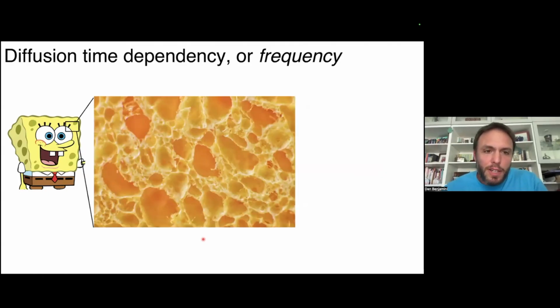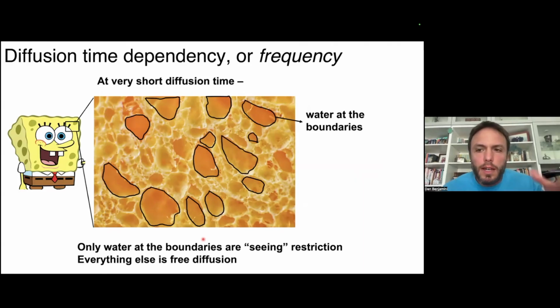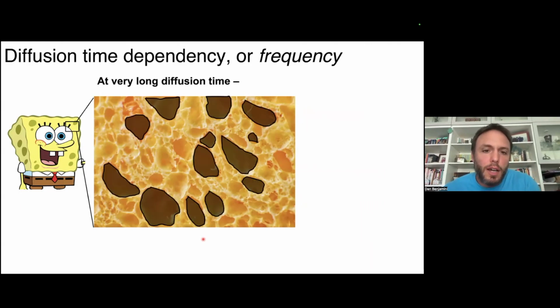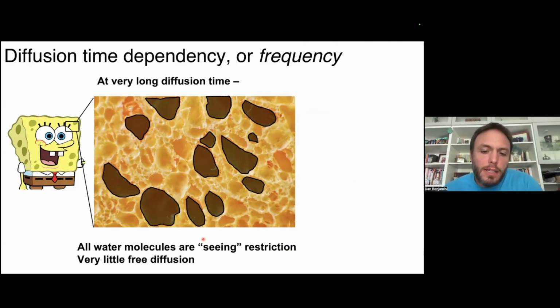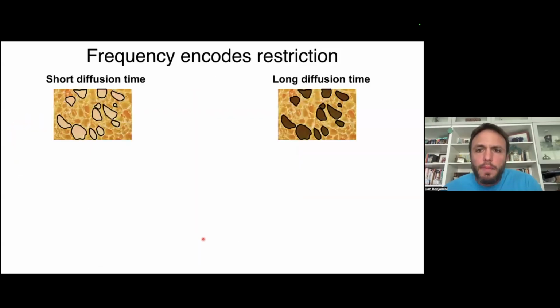And so if we simplify it a bit and we think of the brain as a sponge, right? And maybe water is trapped in these spheres or in these pores. So at the very, very short diffusion time, water is only seeing restriction at the boundaries. So everything else, all the other water molecules, are free, basically, right? And so the diffusion profile looks very different than in the case of the long diffusion time, in which all molecules are basically seeing the restriction. So there's almost no free diffusion at all. And so we can imagine that these are vastly different. And in fact, this is how we can encode restriction, right?